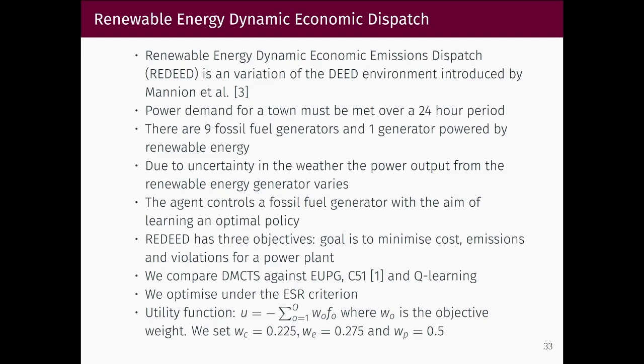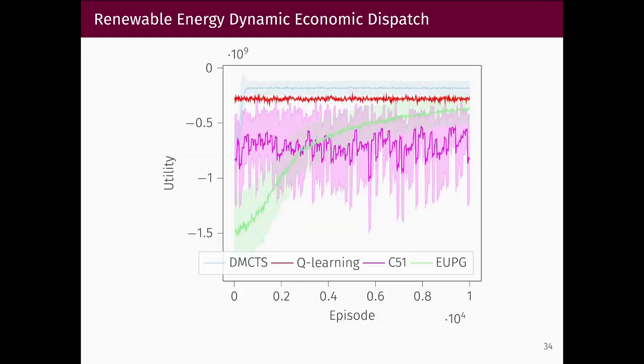We optimize this for the ESR criterion, and we compare DMCTS against EU-PG, as we mentioned earlier, C51, which is a distributional RL algorithm, and Q-learning. We can see here that DMCTS outperforms all of them. Q-learning does quite well, EU-PG does quite well, but C51 doesn't perform very well. But overall, we achieve quite a good performance in this environment.